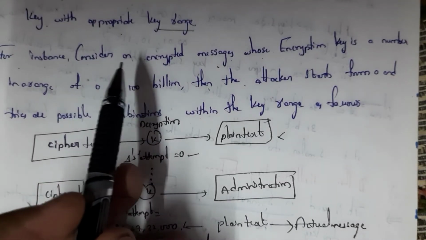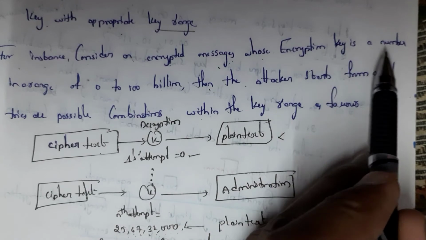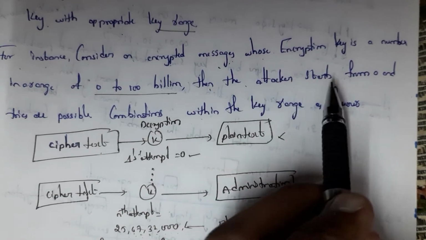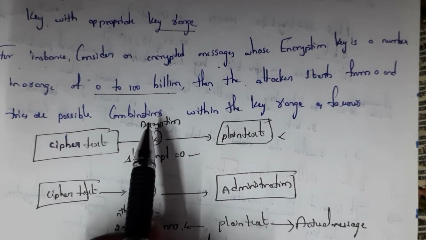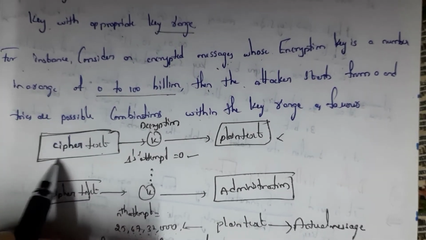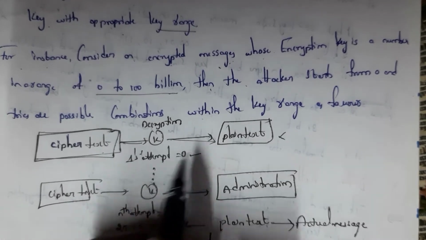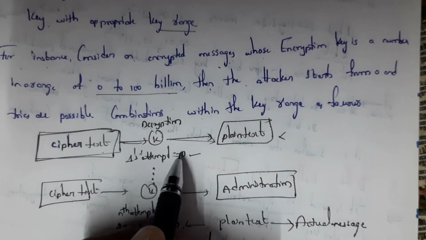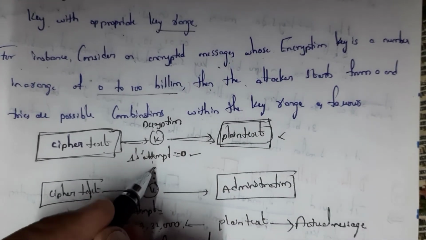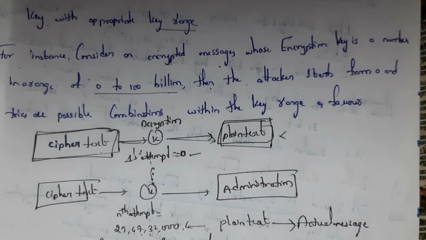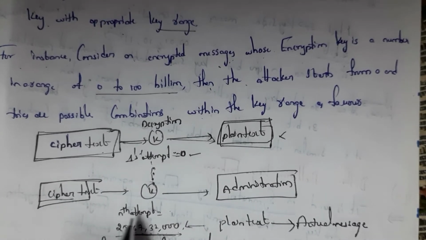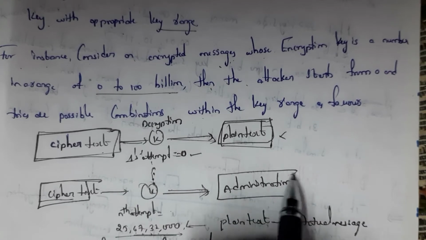See, for instance, consider an encrypted message whose encryption key is a number in the range of 0 to 100 billion. Then the attacker starts from 0 and tries all the possible combinations within the key range. See this example, you can clearly understand. Ciphertext is nothing but the encrypted message. So in the first attempt, the attacker enters 0 as the password and he does not get the password. Similarly, he tries all the possible combinations till he gets the original password. So at last, at the nth attempt, he gets the original password.